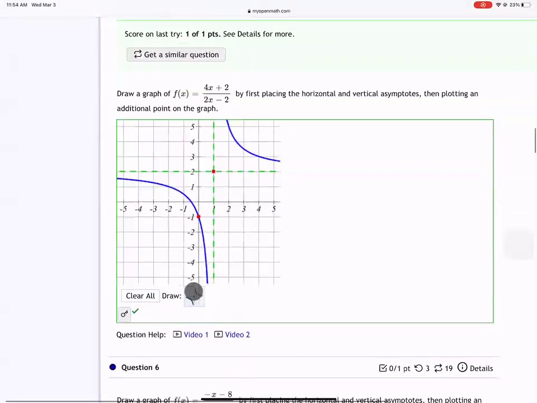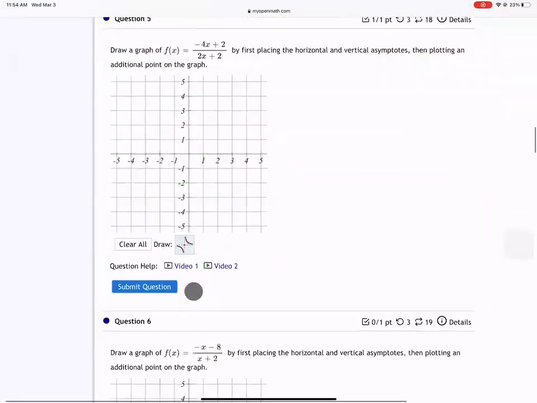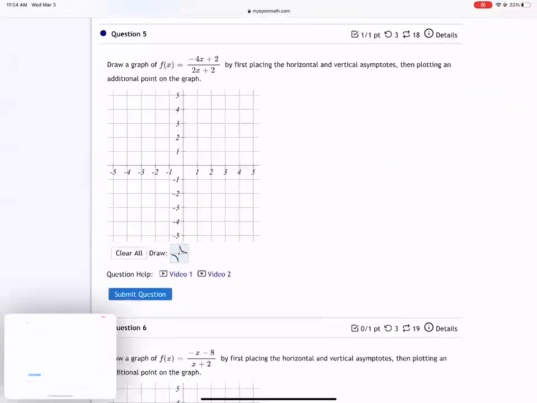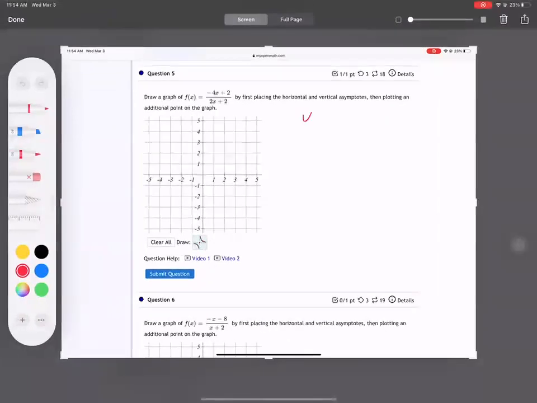Okay, let's do another question like this. Let's do a similar question. The similar question looks so similar that it's practically the same problem. Vertical asymptote is make the bottom go to 0. That's going to be negative 1. Horizontal asymptote, negative 4x over 2x is negative 2. If we plug a point, that's plugging 0. If I plug in 0, we end up with 2 over 2. That's just 1.